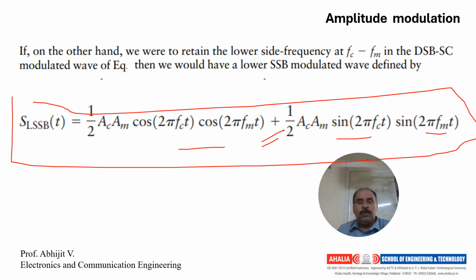So with this we have studied the first method, the balanced modulator method of generating a single sideband system. In this, we have derived the equation for the signal at the output for a single sideband system, where we have covered both the upper single sideband and the lower single sideband systems.